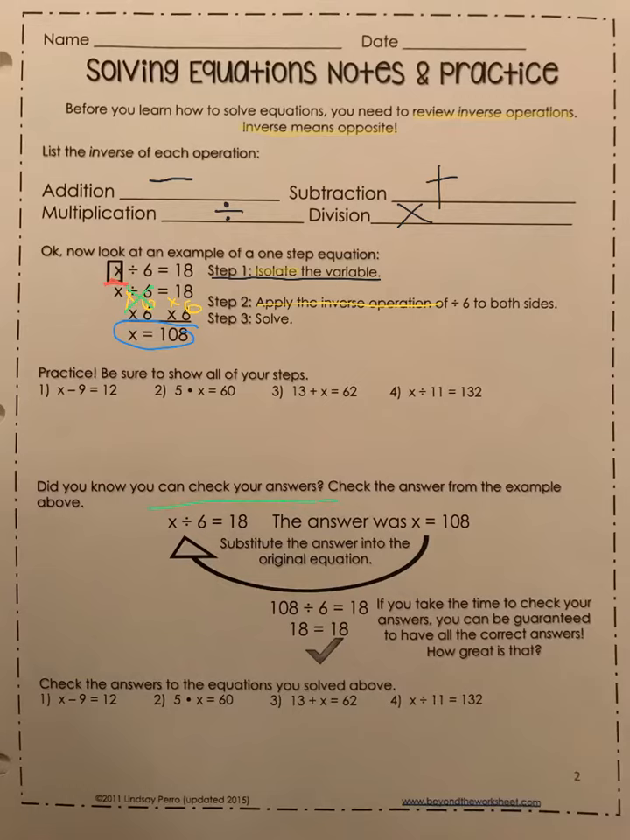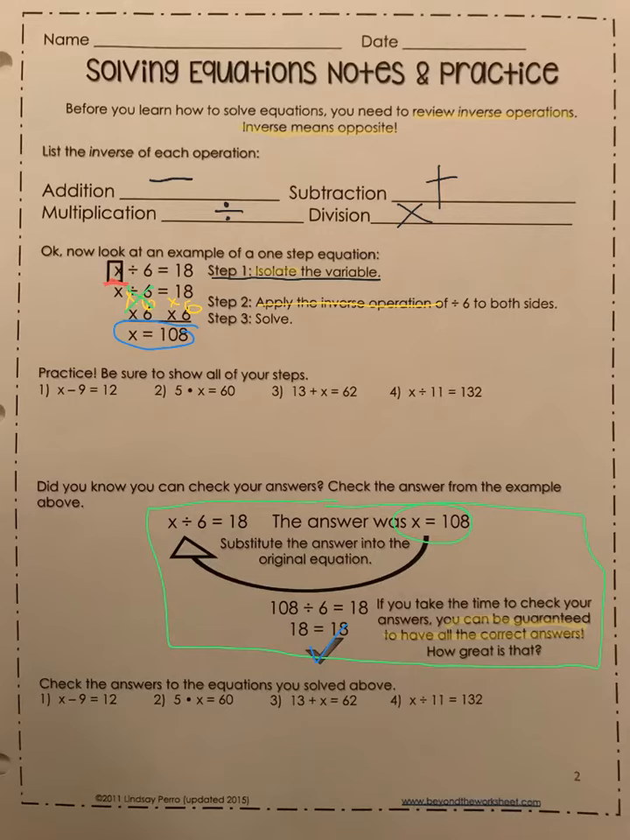You can then plug that in to check your answers. That's illustrated down here below. So what they did was they used substitution to plug in 108 for x. So they thought, is it true that 108 divided by 6 is equal to 18? If you take the time to check your answers, you can guarantee that you have the correct answers. In math, there's only one answer. So, because I checked my answer, I knew that I was correct in my thinking.